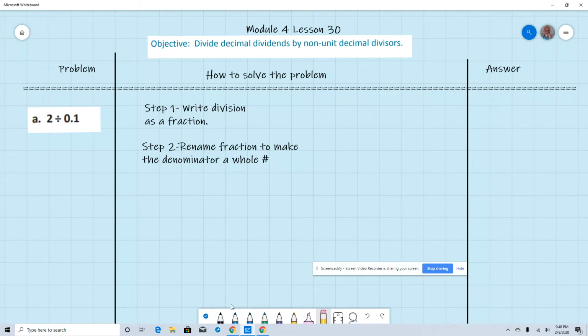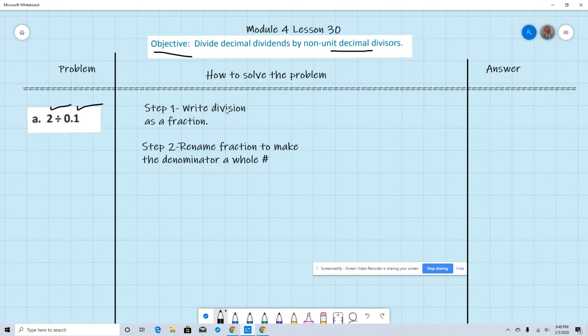We're going to look at this problem. This is the objective: divide decimal dividends, which is this one right here, by non-unit decimals. That means this one right here. How do you solve this problem? Well, let's look at what we need to do.